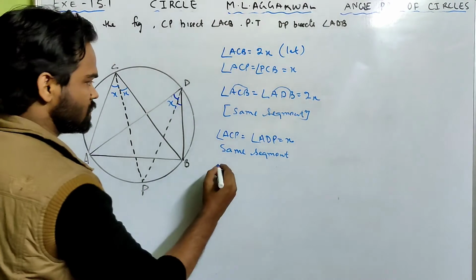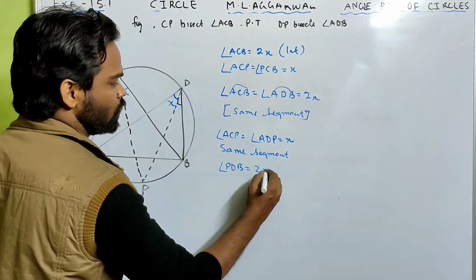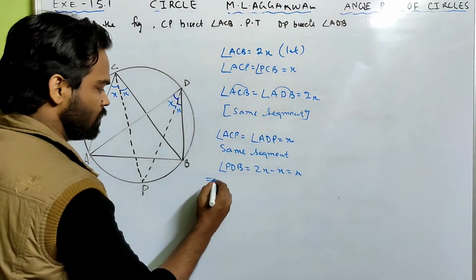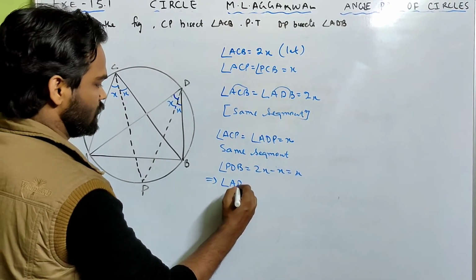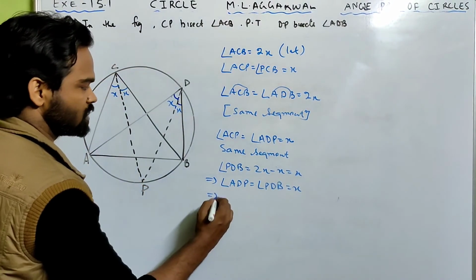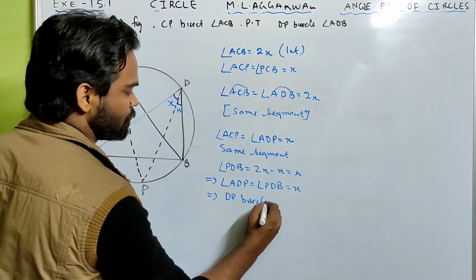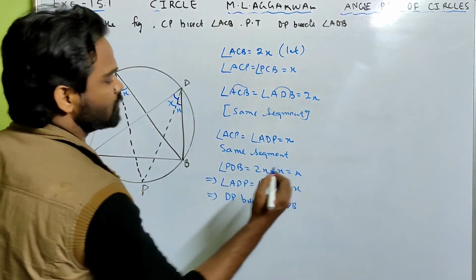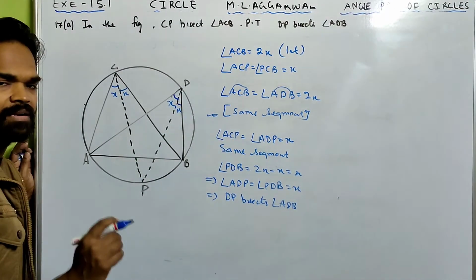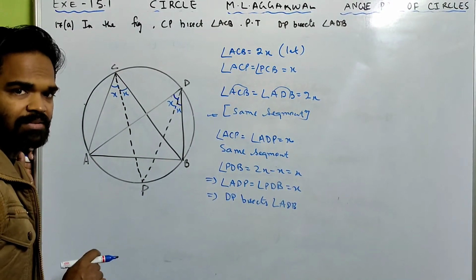This entire was 2x. Therefore, angle PDB is equal to 2x minus x. That's x. Which means both the angles are equal. Which simply implies that angle ADP is equal to PDB, x degrees each. Which means that DP bisects angle ADB. Done. Pretty easy. We just used one property, that's angles in the same segment are equal. Okay. Now let us look at the next sum.